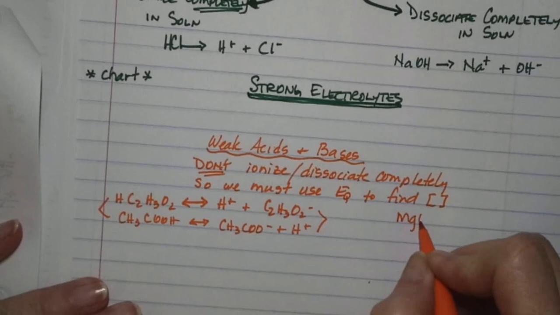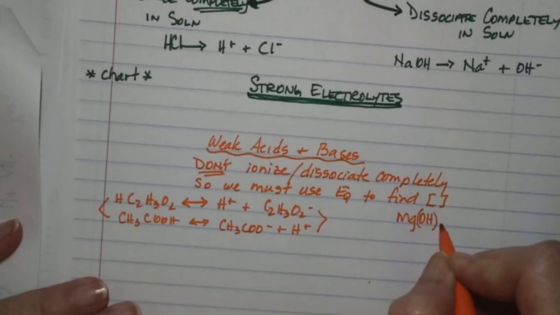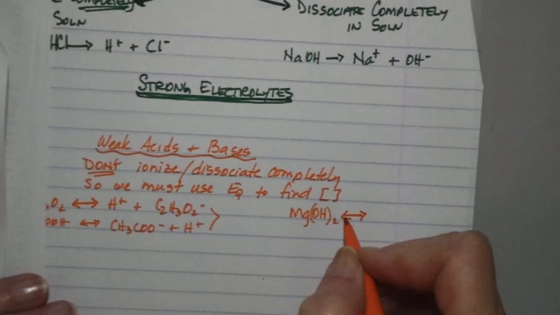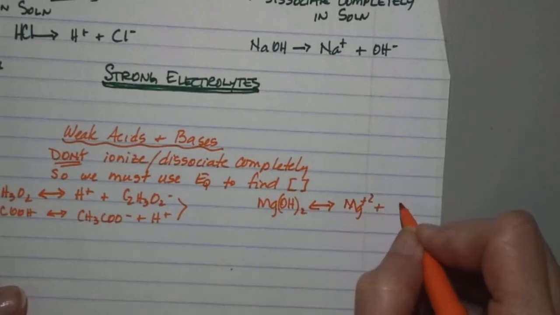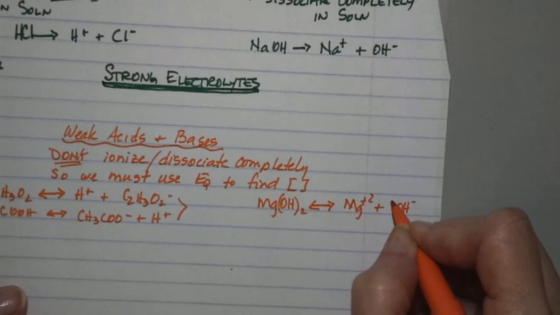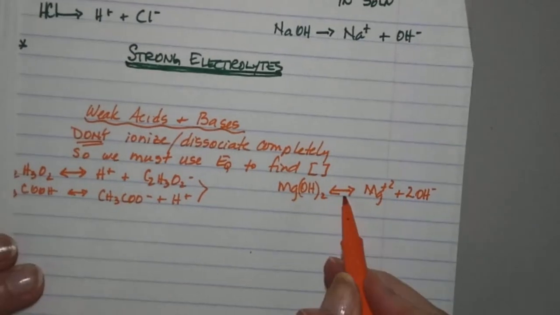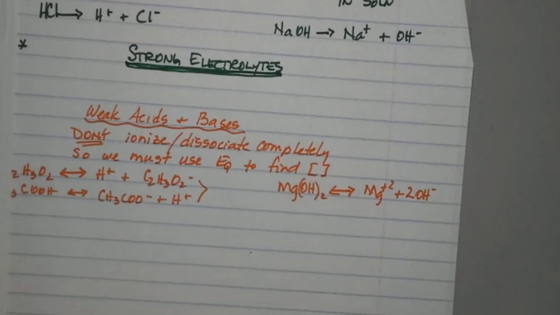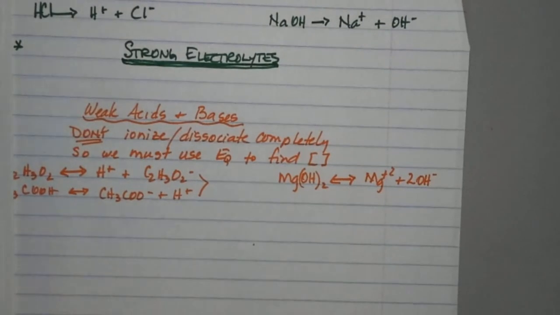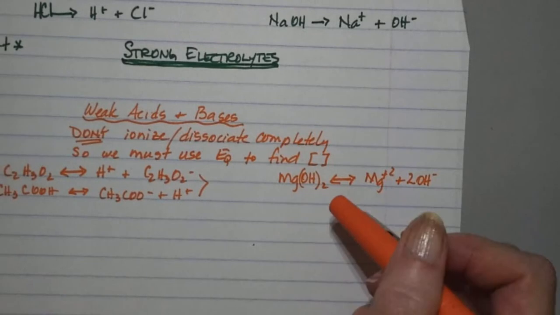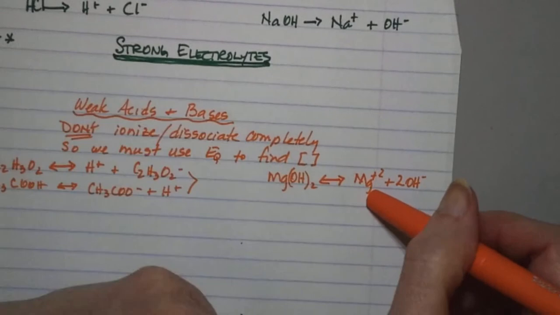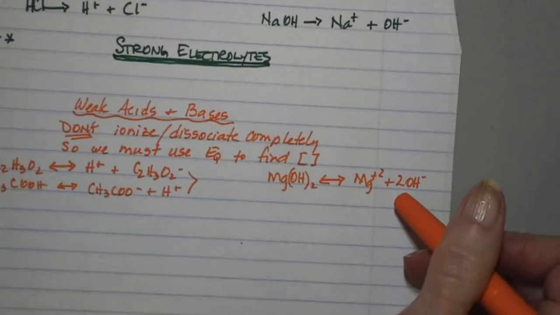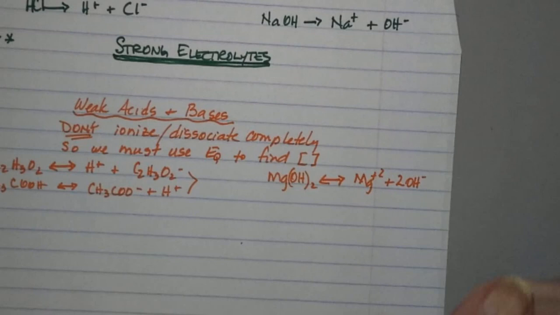So I would put my double arrow, and I'd have the magnesium ion plus the hydroxide ion. And again, that's when I need that double arrow. It's a weak base. It does not dissociate completely. So now what we're stuck with is we have to figure out what's my concentration of the magnesium ion in solution, and my concentration of hydroxide ion will be twice that, right? So for every 1 mole of magnesium ion, I have 2 moles of hydroxide ion.